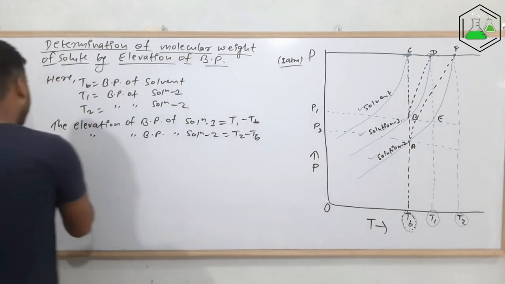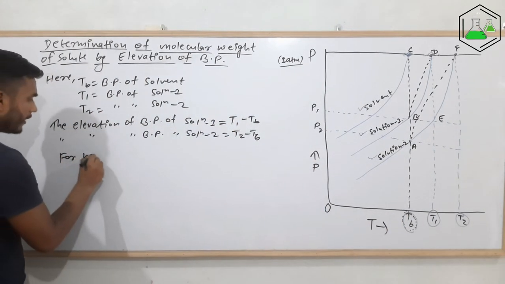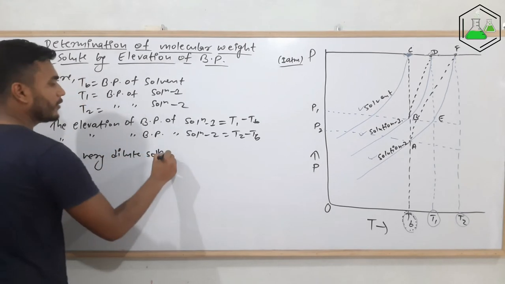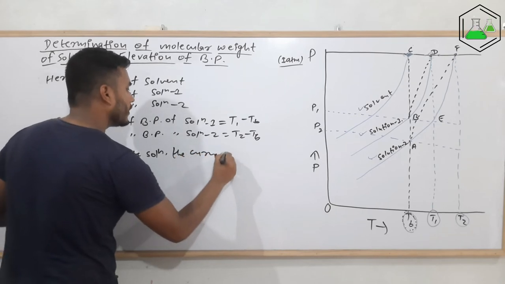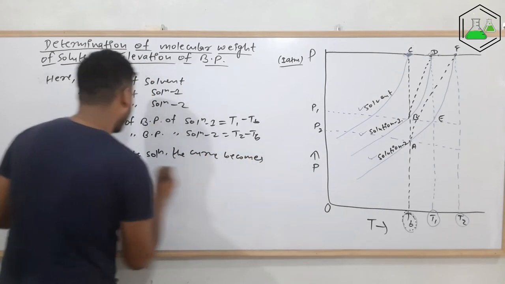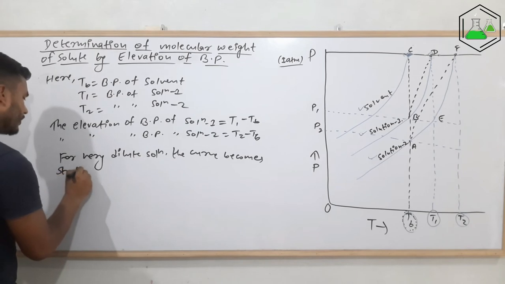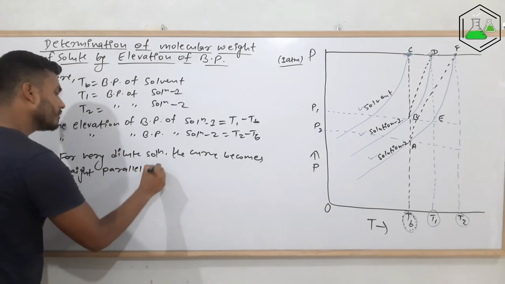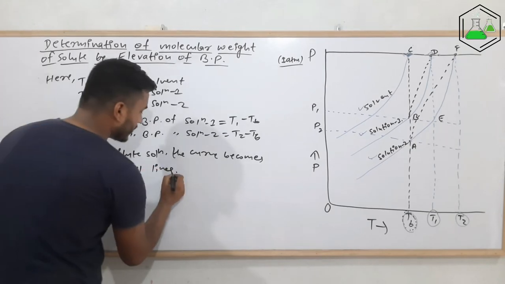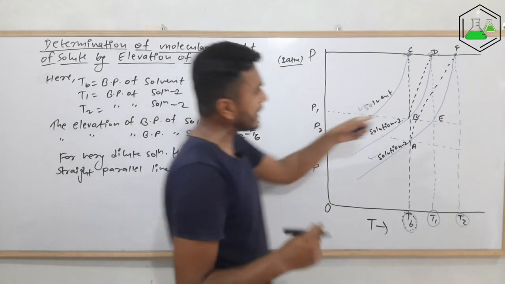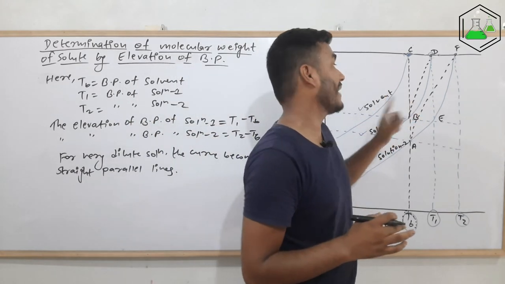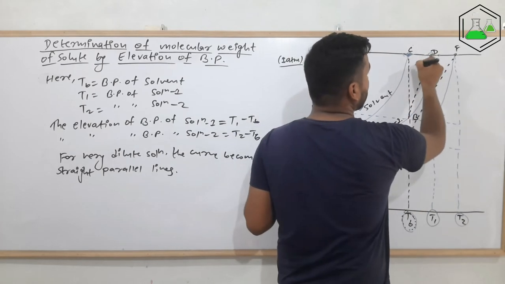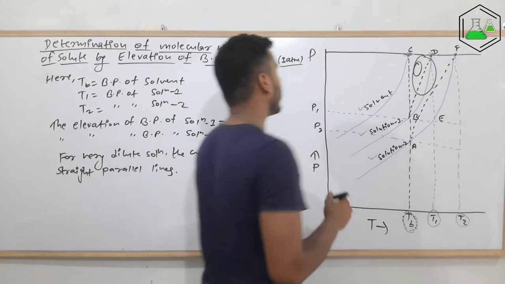For very dilute solution the curves become straight parallel lines. So when we make the solution very dilute, then these curves will now become straight parallel lines. These will be parallel to each other now. Okay, then there will be two triangles. This is the first triangle, this whole is the second triangle.